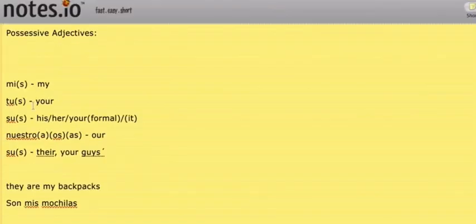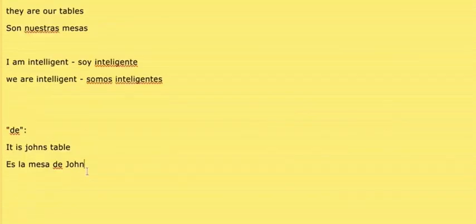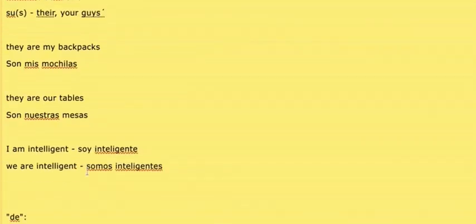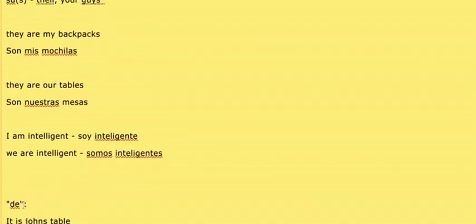A lot of times you can just use these up here, the possessive adjectives. But if you want to specify who exactly is possessing it, you can use de to show who the table is from or who the table is of. So es la mesa de John literally means it's the table of John, or it's John's table. So overall, that's how I'd essentially talk about possessing things in Spanish, possessive adjectives, and then also the use of de in order to specify who exactly can be possessing something.